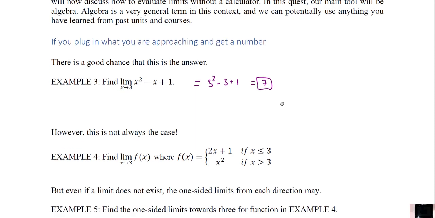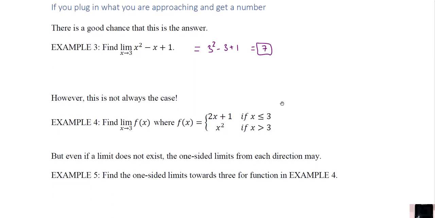It'd be nice if we could always just plug in numbers, but sometimes that's not the case. So look at this particular example where we have a function and it's piecewise and x is approaching 3. If we were to just plug in 3, we would be following the top branch where it says x is less than or equal to 3. And so f of 3 would be equal to 2 times 3, which is 6. 6 plus 1 is 7.